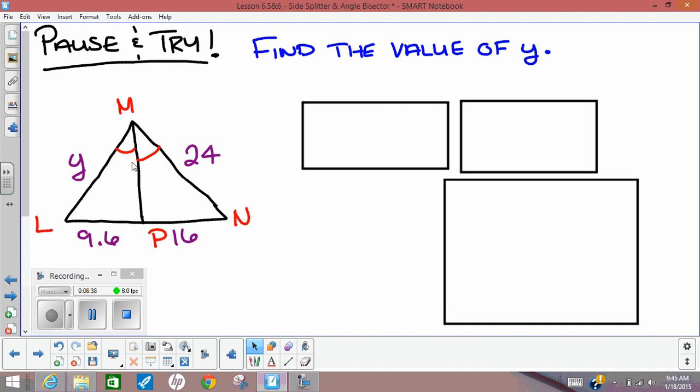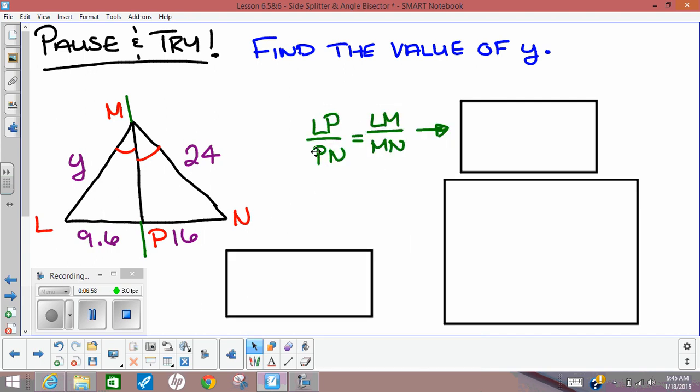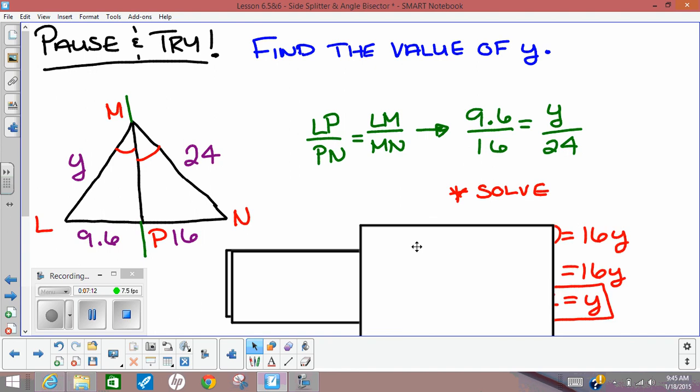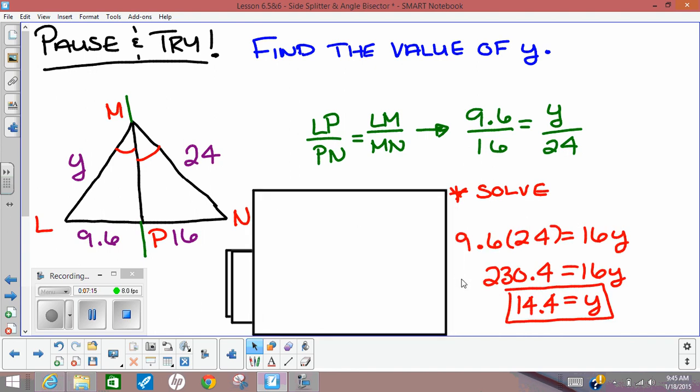So I'm going to move my labels out of the way a little bit here. And I'm going to extend my angle bisector so I can see that I have one fraction, 9.6 over 16, and another one, y over 24. I'm just speaking about the side names, the side lengths. That's what that should look like. Again, my two numbers that I put on the tops of my ratios come from the same side of the angle bisector. And when I solve, I get y to be 14.4.